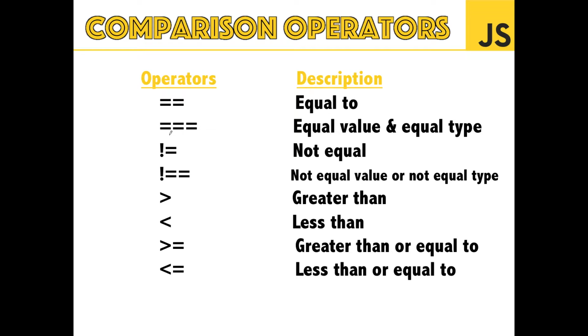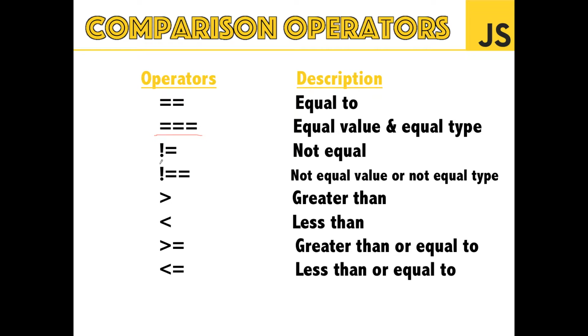And the second one is equal value and equal type. Whenever there are three equal signs, then it's going to talk about its equal value and type as well. The next sign is for comparing its type, whether it is a string or number or whatever it is.